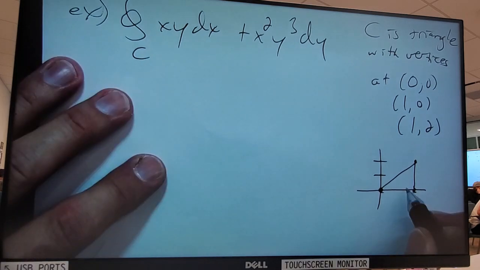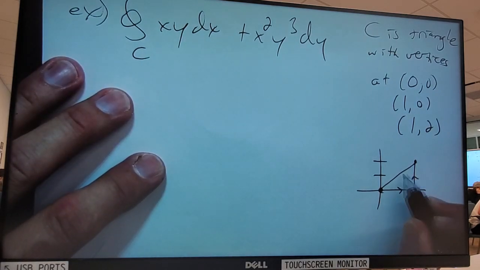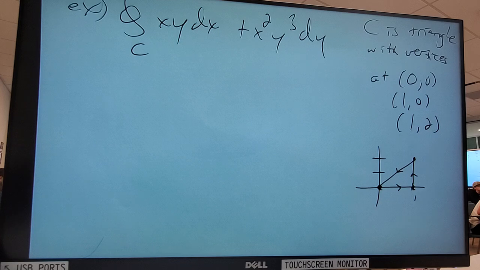And I would also say it's a positive orientation, which for some reason we've defined to be counterclockwise. It starts going in the positive x direction and the positive y direction first, and then the negative diagonal between the two.